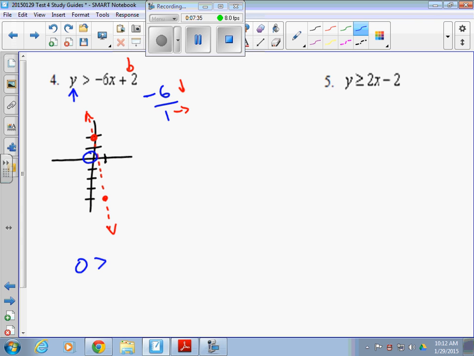0 is greater than, negative 6 times 0. That's why we use it, because anything times 0 is 0, plus 2. 0 is greater than 2. Not a true statement. We will shade away from 0, 0.